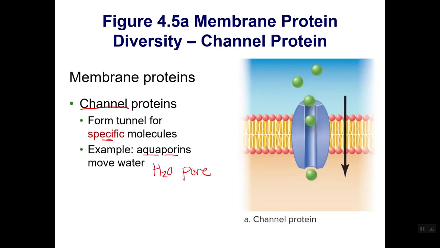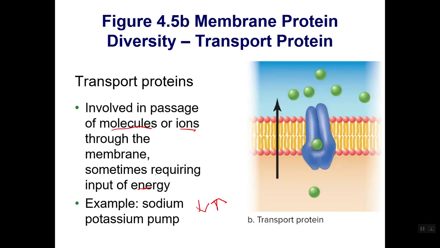Here, this is the one before with a channel protein. It literally is just a channel. It is a tunnel where things that are able to pass through specifically. Aquaporins was one example for water. Here, we do not see a tunnel. It is going to allow the passage of molecules or ions, but it does not serve as just a tunnel. It has to be taken by the protein and basically spit out on the other side.